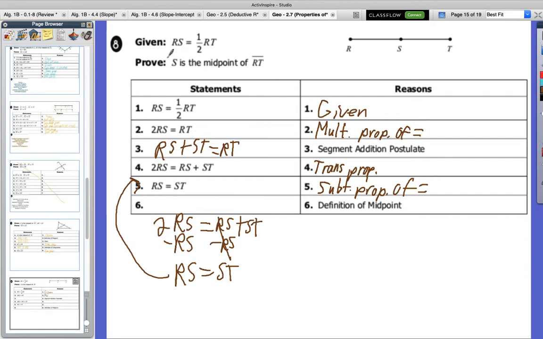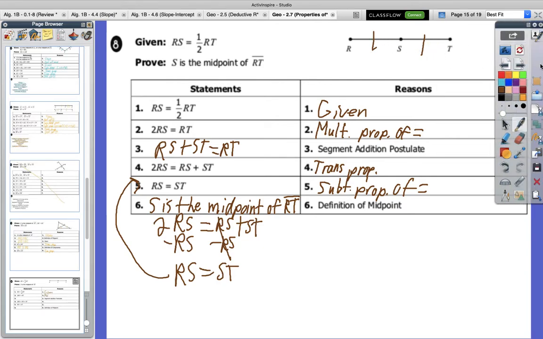And last but not least, what we're trying to prove, that's a nice gimme. S is the midpoint of segment RT. And that is the definition of midpoint. Now if you look here, we went from math to a bunch of words with a definition. And what definition do we use? Midpoint. So our words are going to involve midpoint. So if RS is equal in measure to ST, that means S has to be in the middle, or is the midpoint.